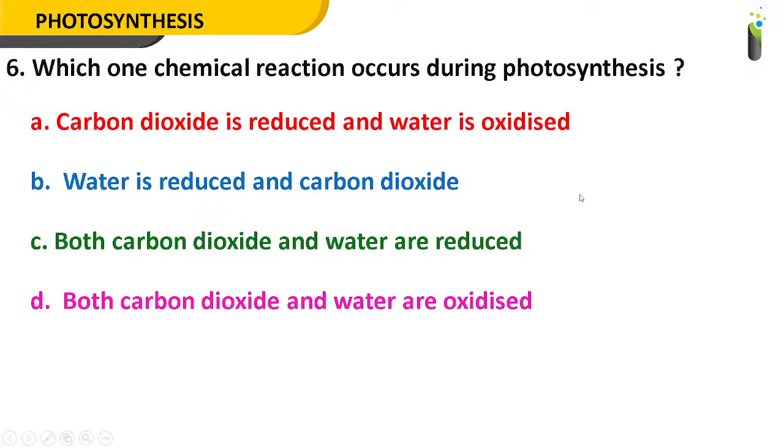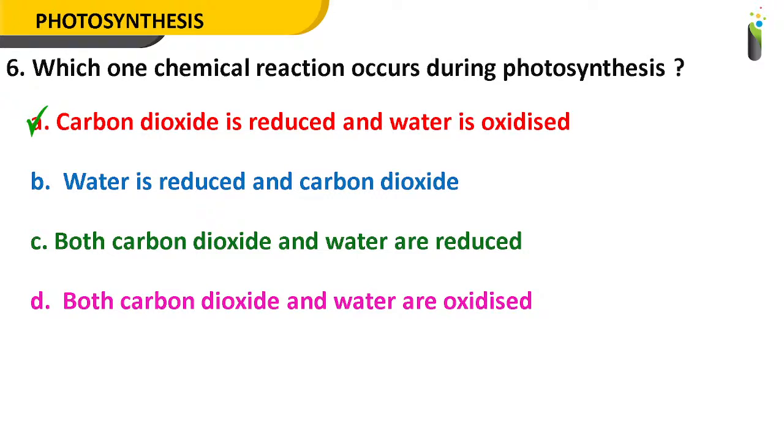So what happens? Which is the chemical reaction that occurs during photosynthesis? The correct answer is A. Carbon dioxide is reduced and water is oxidized, and this happens simultaneously because it's a redox reaction. You might have heard about redox reaction, right? A reaction in which reduction and oxidation take place simultaneously is called a redox reaction.